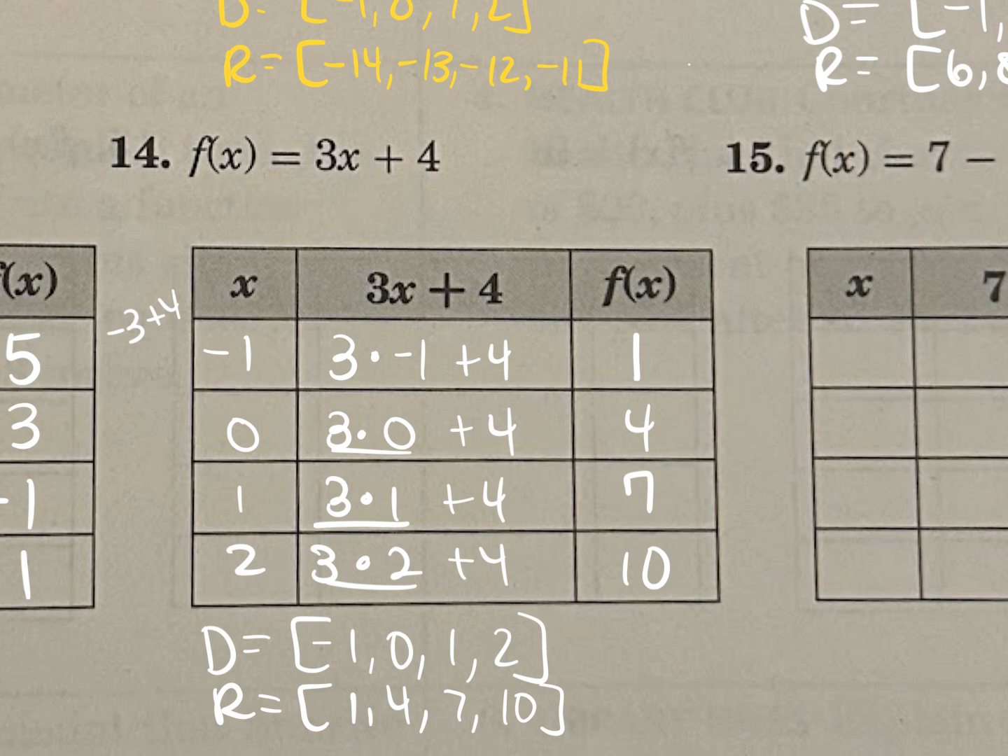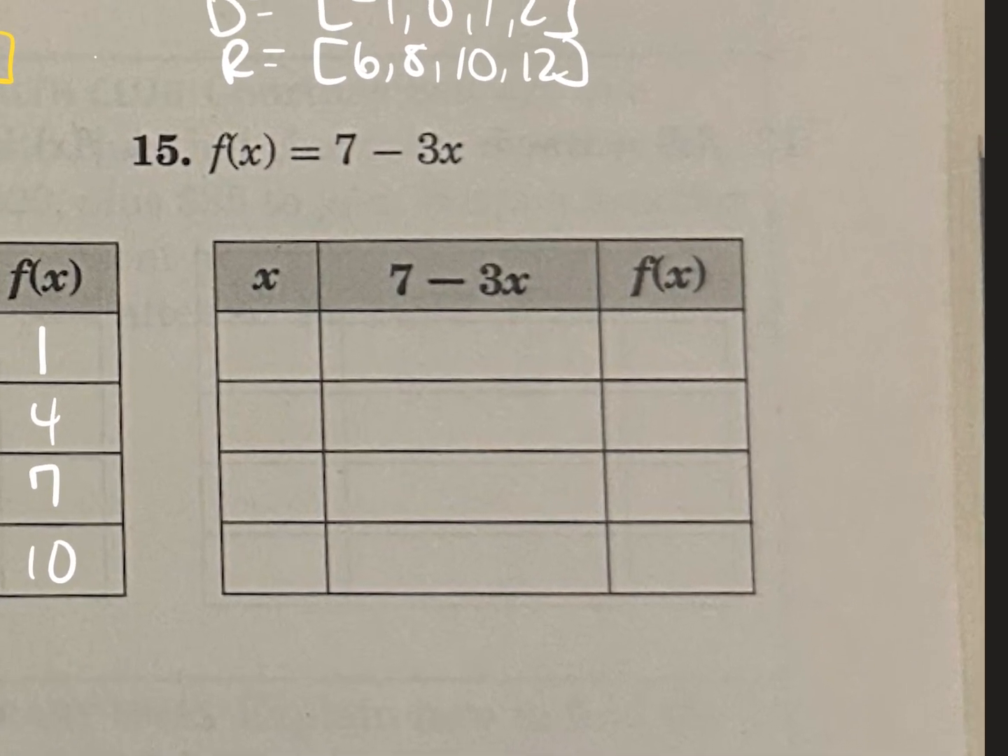Domain is all the numbers that we picked. Range is all of our answers. All right, question 15.